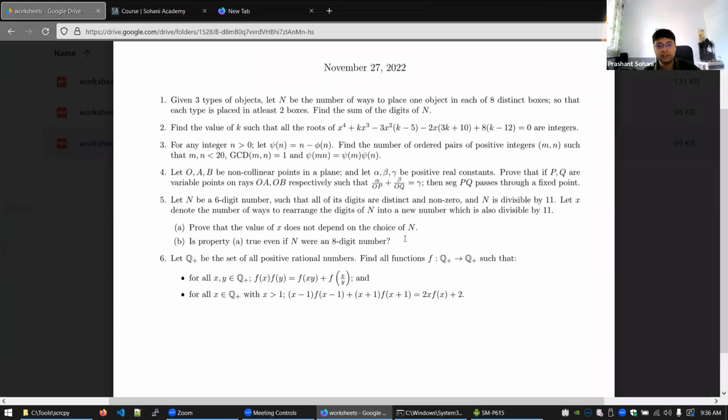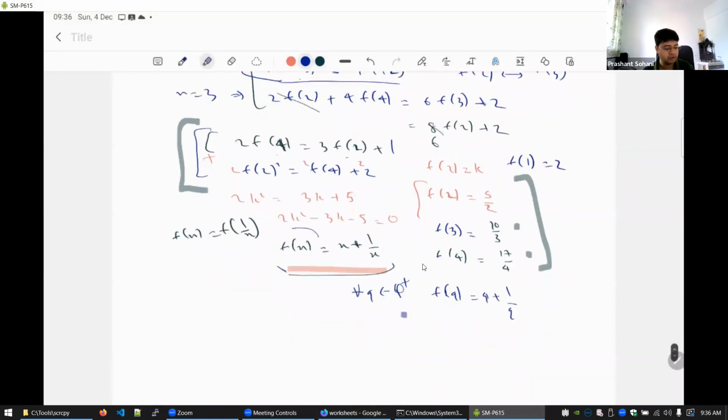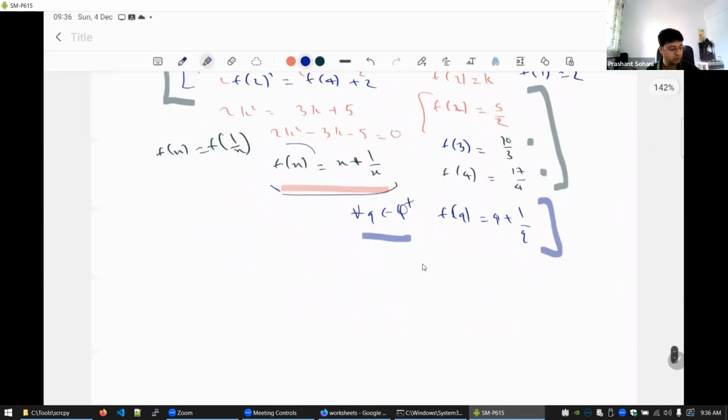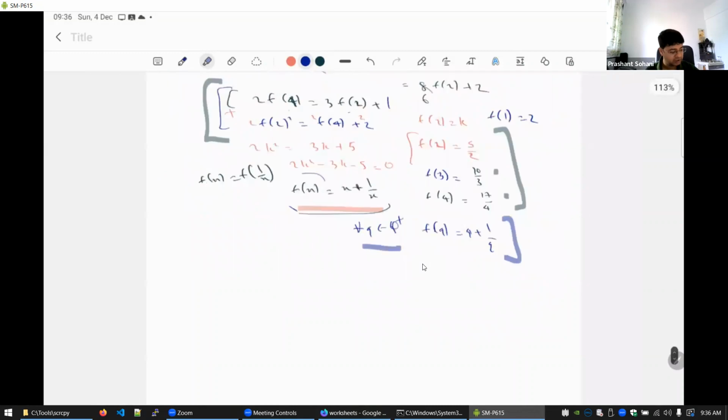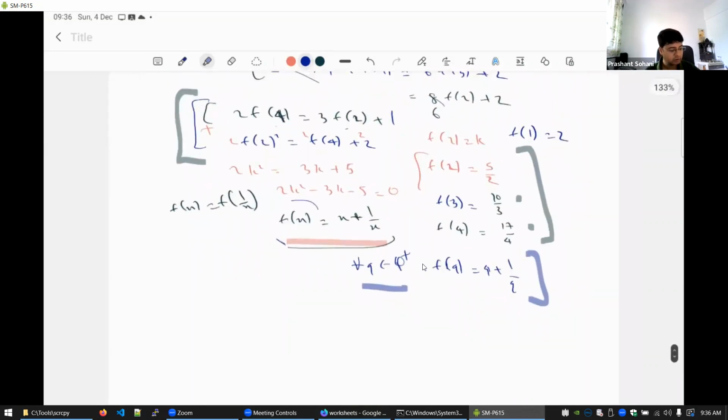So read the question carefully. It is saying find all functions f. If the question were just find one function, then we would be done. But we need to prove that no other function can exist. In other words, we have to prove that for any positive rational q, f of q is equal to q plus 1 by q is forced. So this is what we would like to prove, and I think this is where we left the problem last time. Now with this information, how can we proceed?